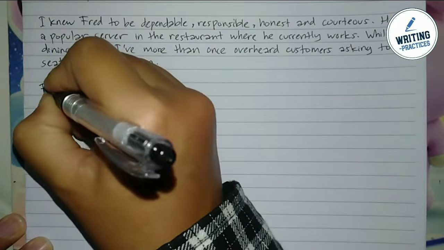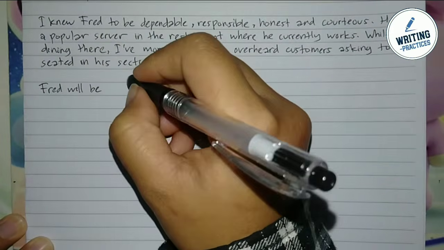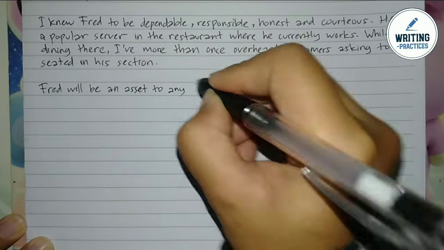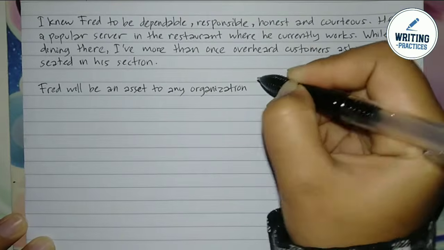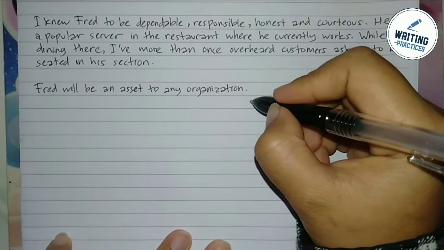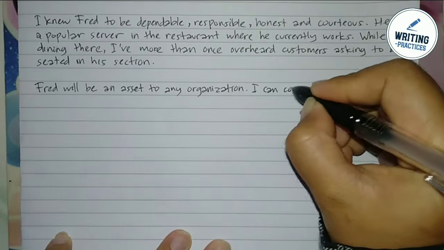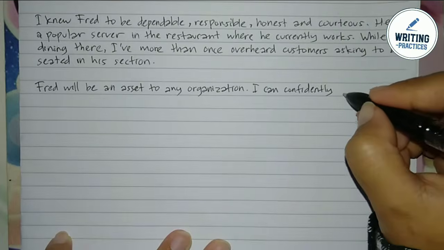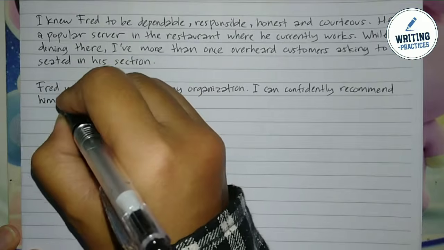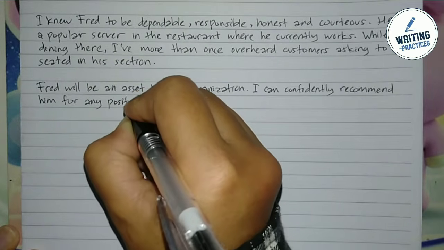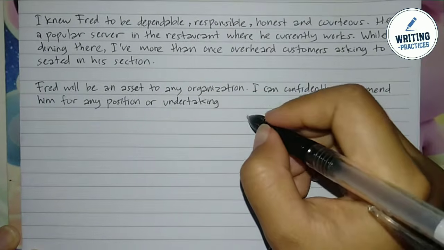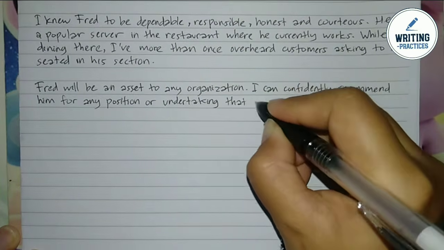In the fourth paragraph, this is where you state that you highly recommend the person for the job or any organization. You can say that the person will be an asset to any organization. Say also that you can confidently recommend the person for any position or undertaking that he chooses to pursue. Yes, this is the main point of the letter, so you shouldn't miss this out.